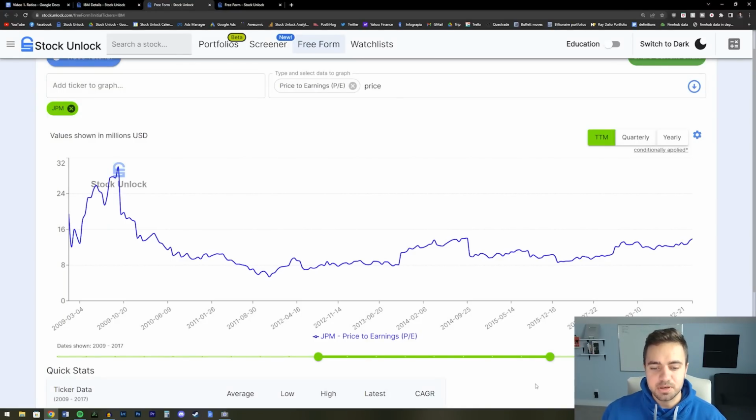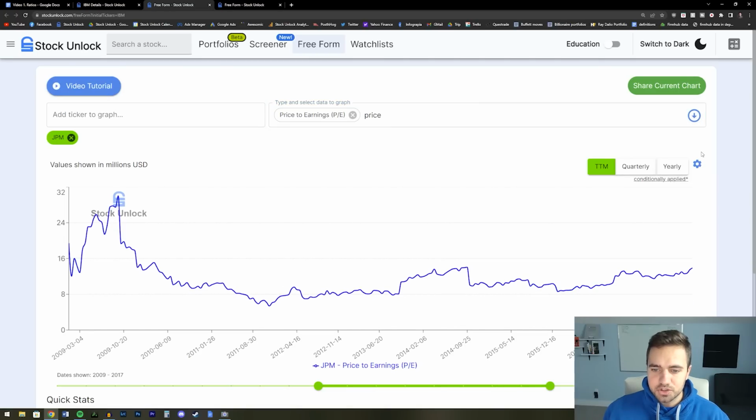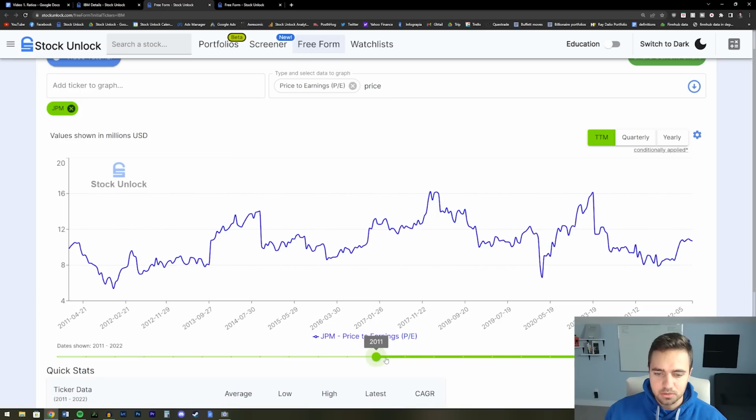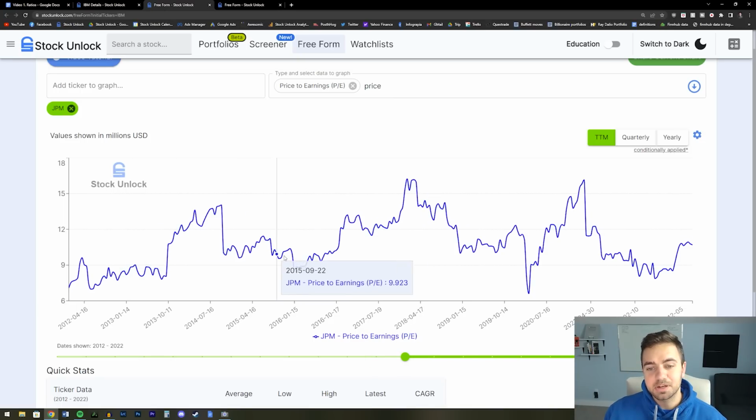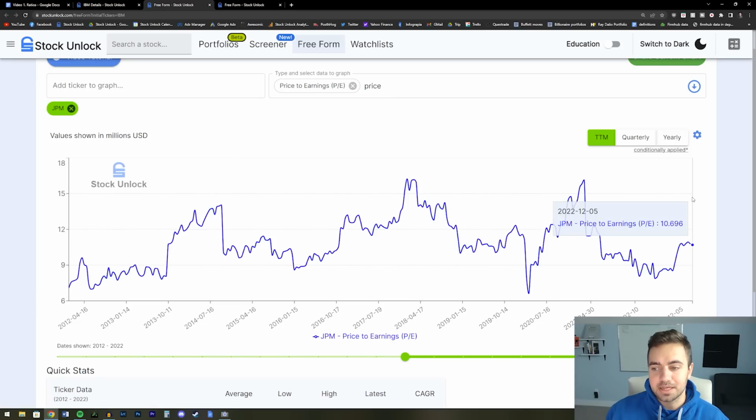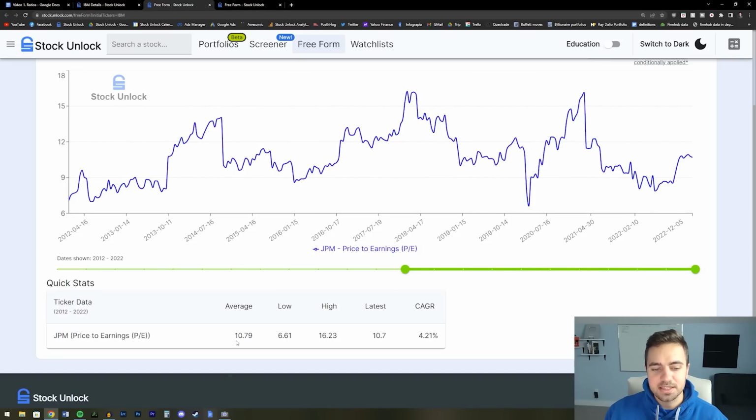We're going to take a look at JP Morgan once again. So right here, we have JP Morgan's price to earnings ratio, and let's take a look over the past decade. We can see that it's been kind of volatile. It's gone from about 8 to about 16. So the way that the market has valued JP Morgan over the past decade has been, again, kind of volatile. Right now, JP Morgan is valued at a price to earnings ratio of about 10.7. And if we scroll down, we can see that the average over the past decade has been about 10.79, or about 10.8. So JP Morgan's price to earnings ratio today is almost in line with how it has been valued over the past decade on average.